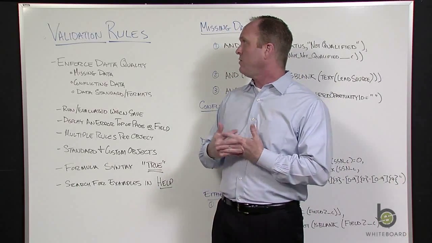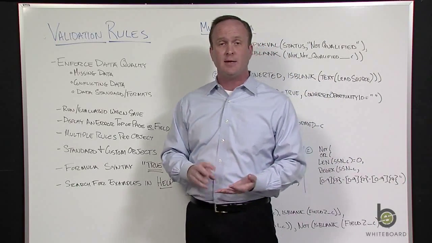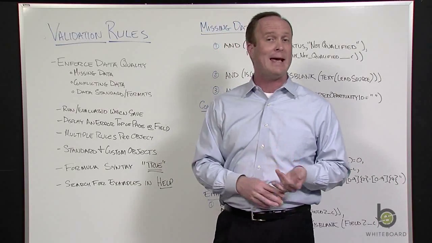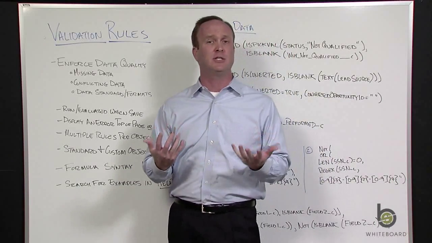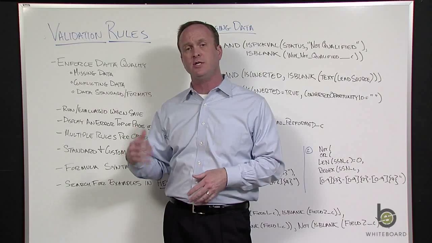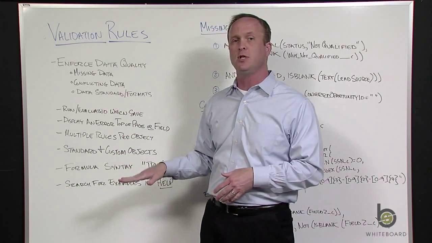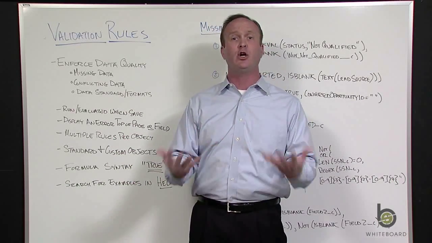So when do validation rules run? Anytime you create and save a record or edit and save a record. So basically it runs on save. If you have a bunch of rules in place, you save the record, it's going to look to see what you have in place and see if it needs to alert anybody.